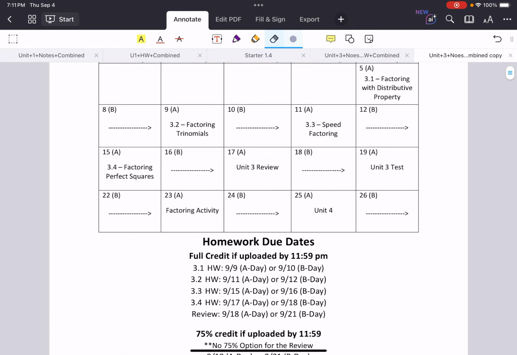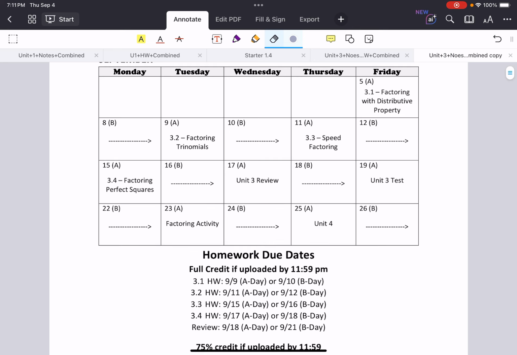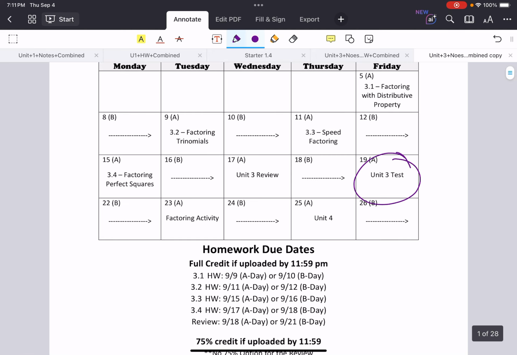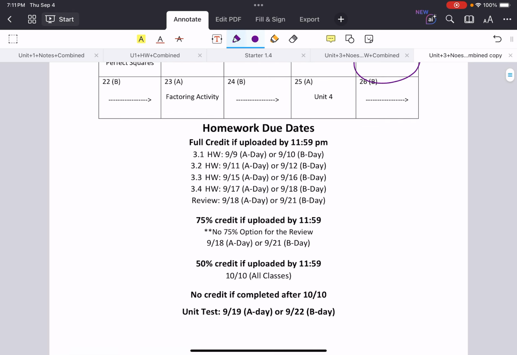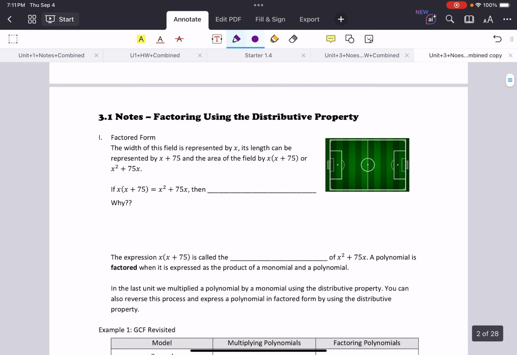You can see that this is our calendar of events. You guys will be taking your test on the 19th. Right here is when you're going to be taking your test, and then we have an activity after. This is all your due dates, just like it was listed last time.